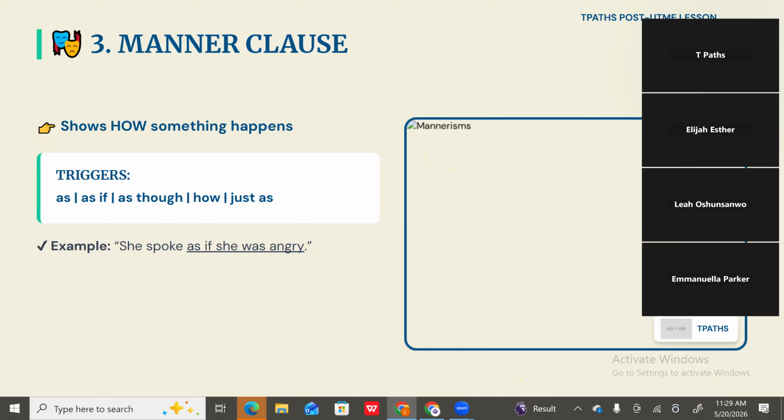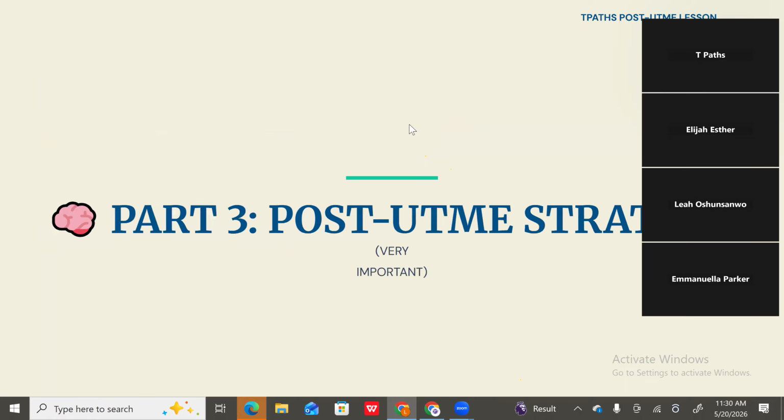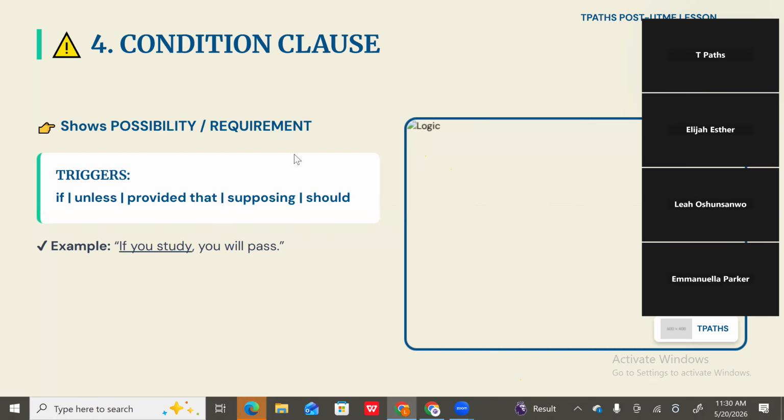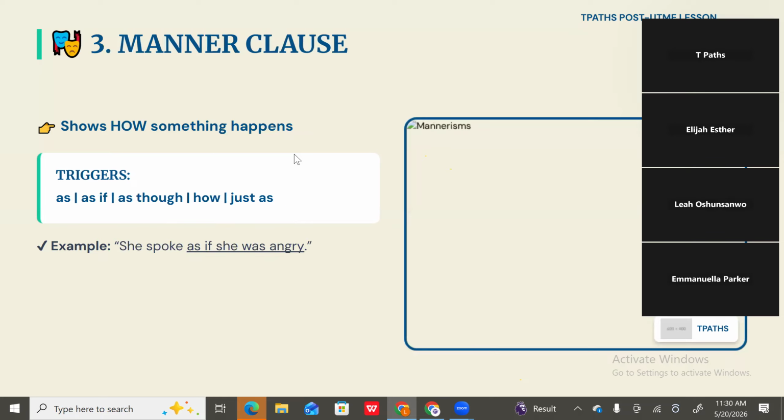Okay, let's move on to the next adverbial clause, which is the one that talks about the manner in which something happened. It shows how something happens.